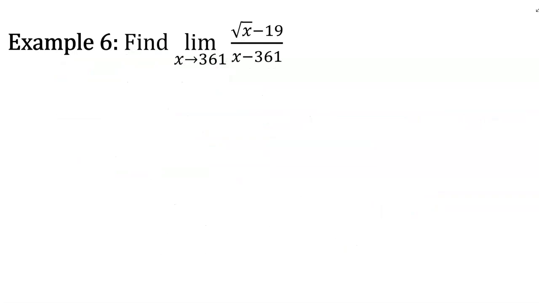Let's take a look at this one. So the first thing that I notice is that they're asking me to find the limit as x approaches 361, and my denominator is x minus 361, so I'm going to get a 0 in my denominator. Therefore, I need my squeeze theorem. I need to simplify my function first before I can apply my limit.